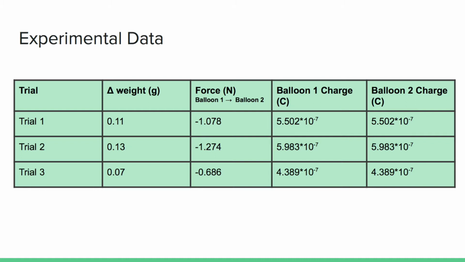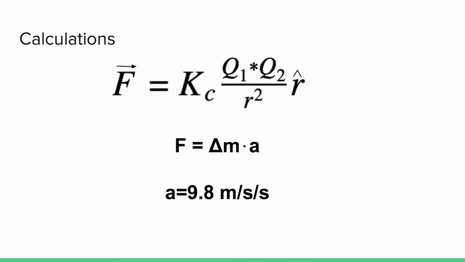This data table includes the numerical data collected during the experiment, including the change in weight indication on the scale in grams, the calculated force, and the balloon charges. In order to calculate the charge of each balloon, we used the known acceleration of gravity and the change in mass of balloon 2 in order to find the force balloon 1 exerts on balloon 2 after being charged. This value of force was then used to calculate the charge of the balloons under the assumption that balloon 1 and balloon 2 have equal charges.